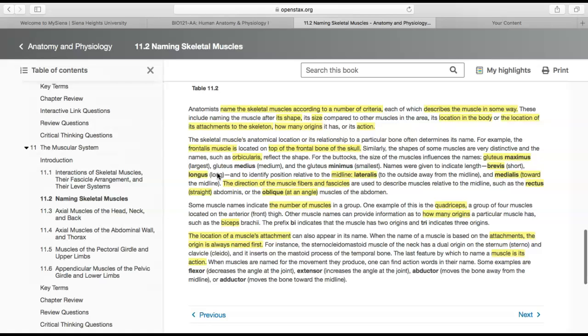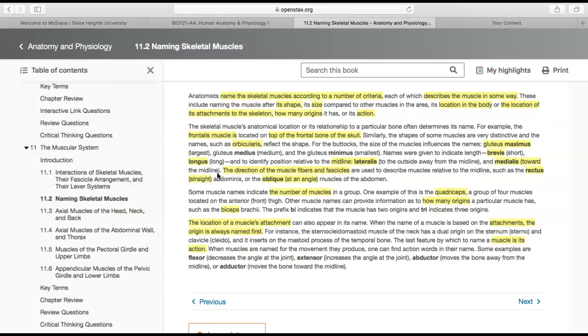Sometimes it could be the shape of the muscle, such as the orbicularis, which reflects the shape, remember orb. For the buttocks, the size of the muscles, like the gluteus maximus for the large, the gluteus medius for the medium, and gluteus minimus for the smallest. Names are also given that indicate length, which is brevis for short and longus for long, and it could also identify the position relative to the midline. Lateralis means the outside, away from the midline, and medialis means towards the midline.